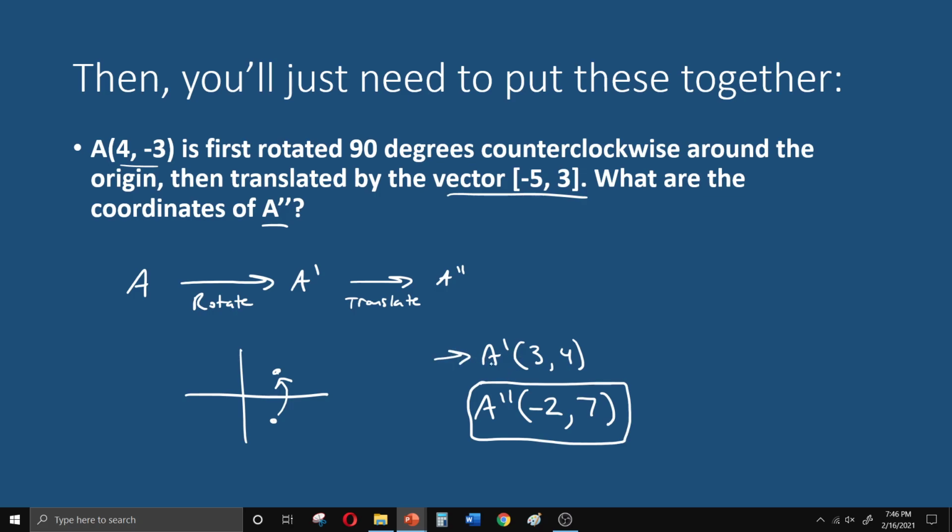Please show that intermediate step. When we're grading these, that would be partial credit. And if you made a mistake here, but you did the translation correctly, let's just say you did A prime was 1, 4 just by mistake, and you wrote A double prime is negative 4, 7, you still did the negative 5, right? So we're still going to give you the point for doing that. So please show those intermediate steps.